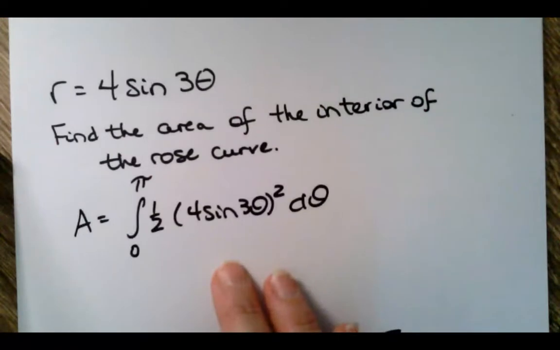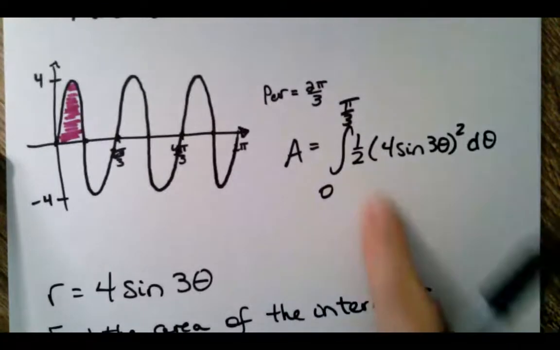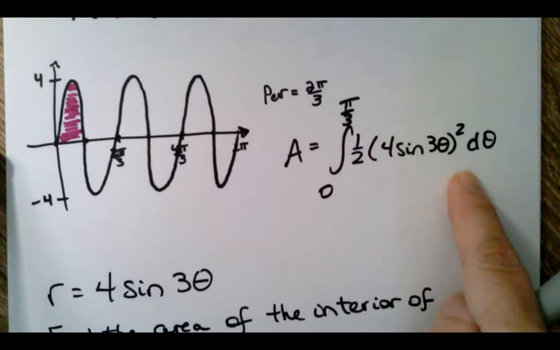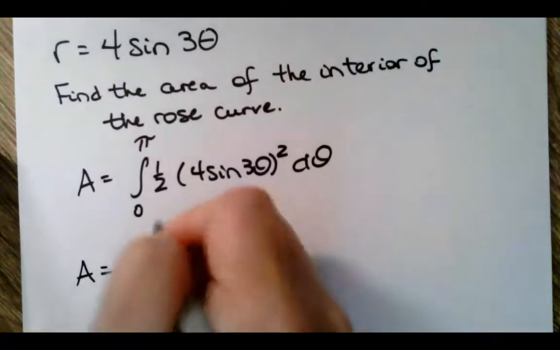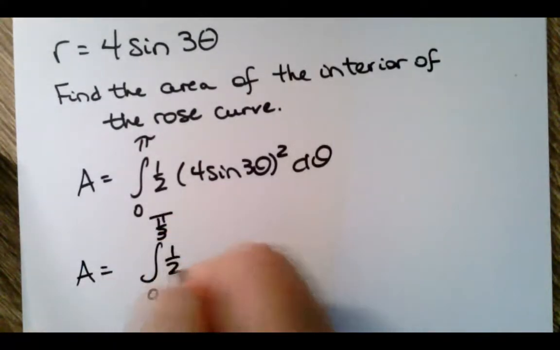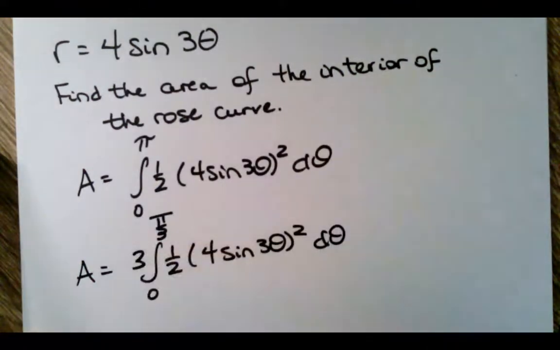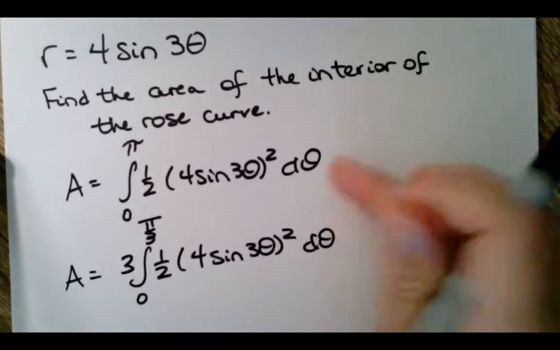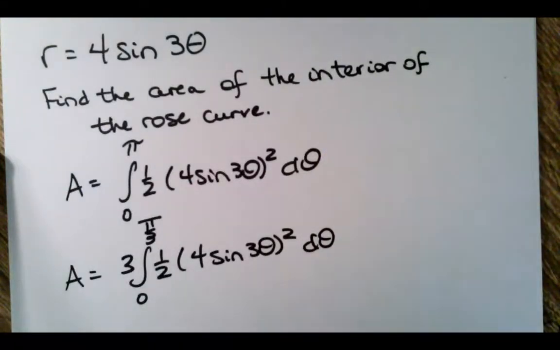Another way we could do this is if we know this curve has 3 petals. In the previous example, we found that this is the area of one petal. We could just take that same integral and multiply it by 3. So area is equal to the integral from 0 to pi over 3, 1/2 r squared d theta. And we just multiply that by 3. That's going to give me the area of the entire rose curve. Again, showing that there can be multiple ways to find the area of the same polar curve.